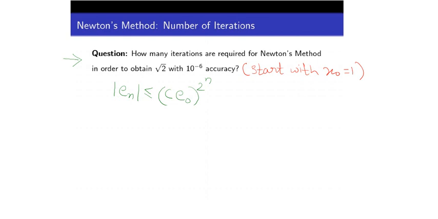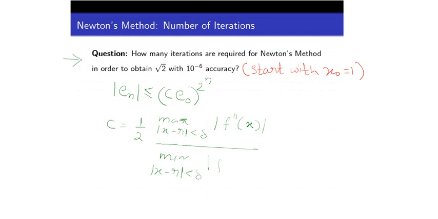What is the C value? C is 1 by 2 times the maximum of mod of f double dash of x, over mod x minus r less than delta, divided by the minimum of mod of f first derivative at x, over mod x minus r less than delta, as in our previous discussion.